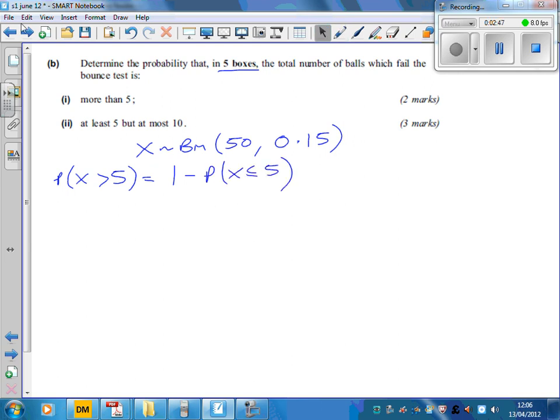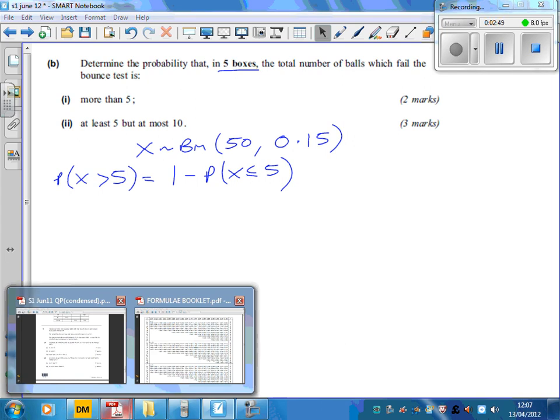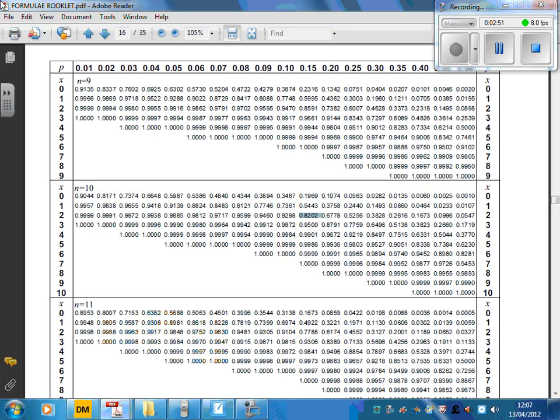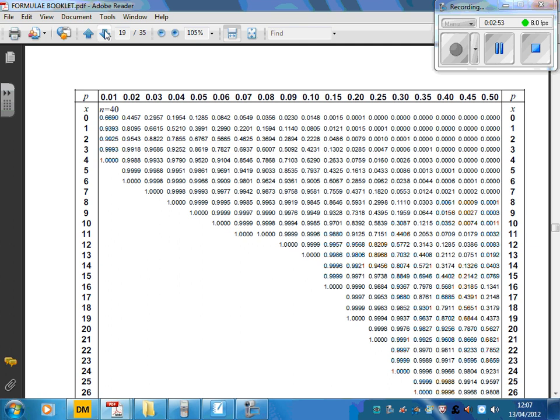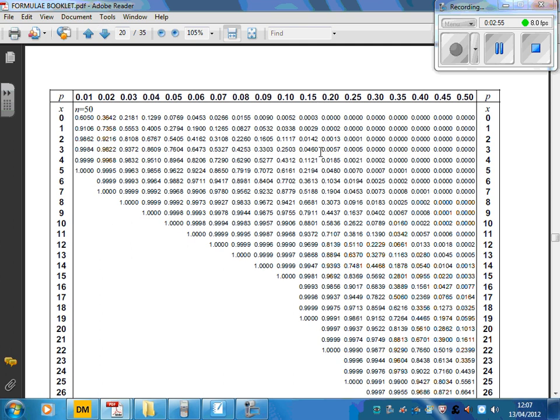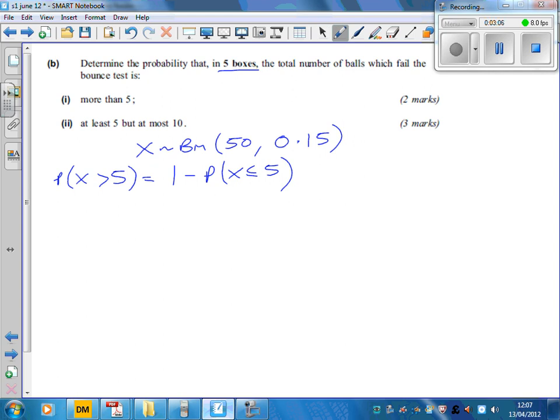So now looking up less than or equal to 5, not on the 10 table, but scrolling down till we get to the 50 table, and the 0.15 and 5 value there is 0.2194. So just sticking that in there. 1 take away the 0.2194, that probability is 0.7806.